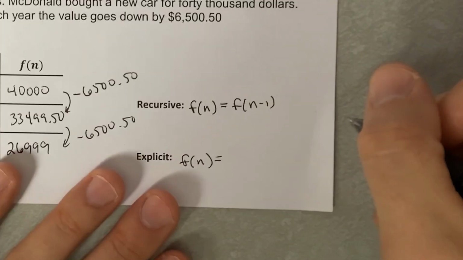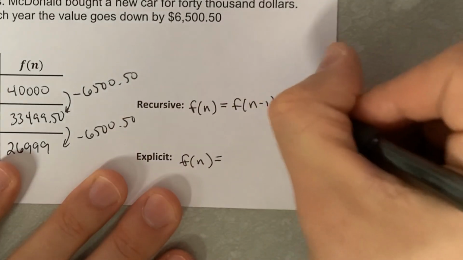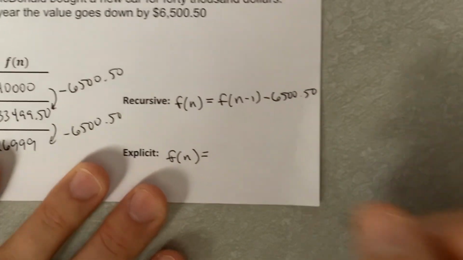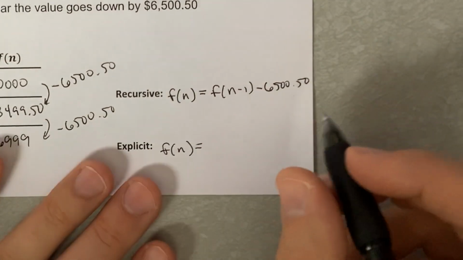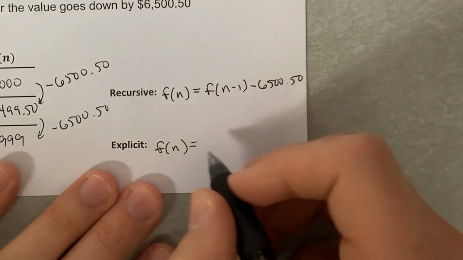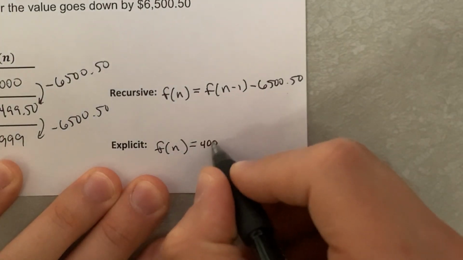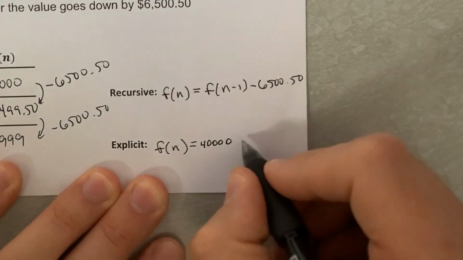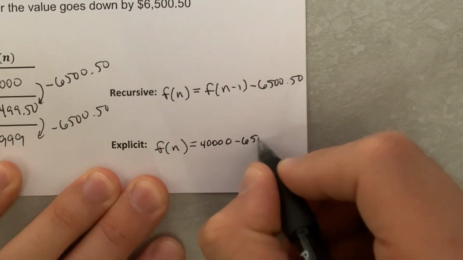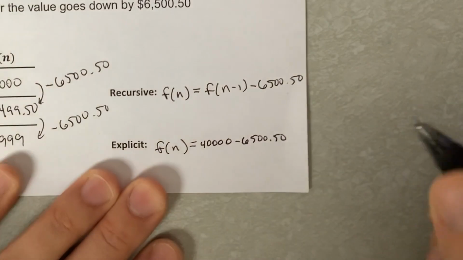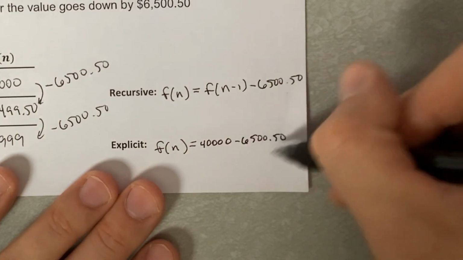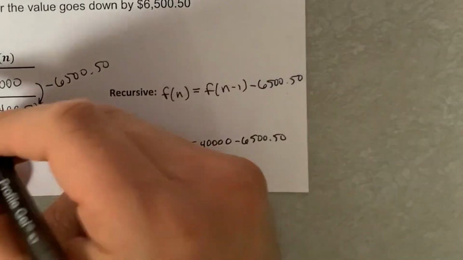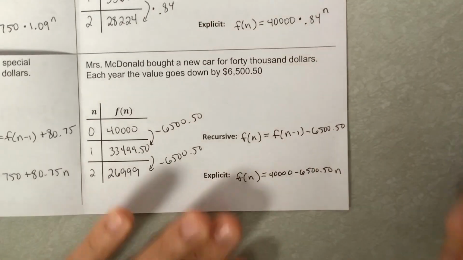For my recursive, I write my pattern down. Well, my pattern is subtracting 6,550 cents. For my explicit, I got my starting point, my 40,000. And then my change was subtracting 6,550 cents. This one needs the variable. So I'm going to give it a regular n because it's arithmetic. I start at times 0, so just n. I'm not doing anything fancy.